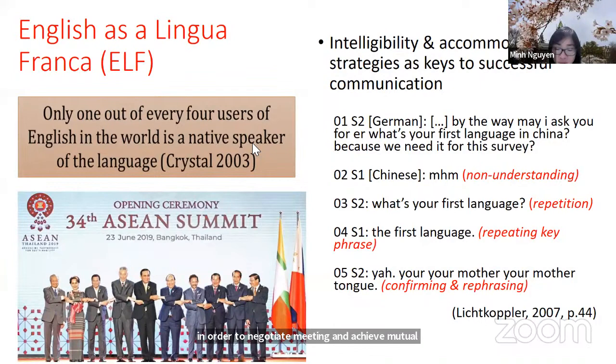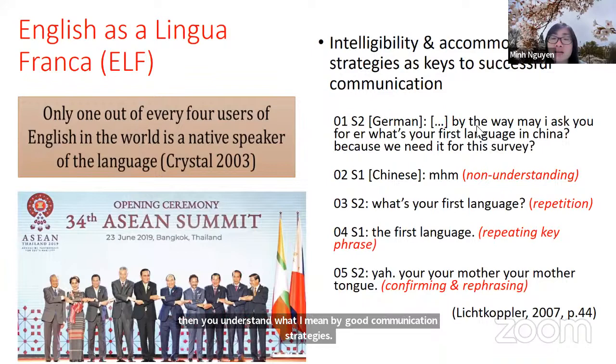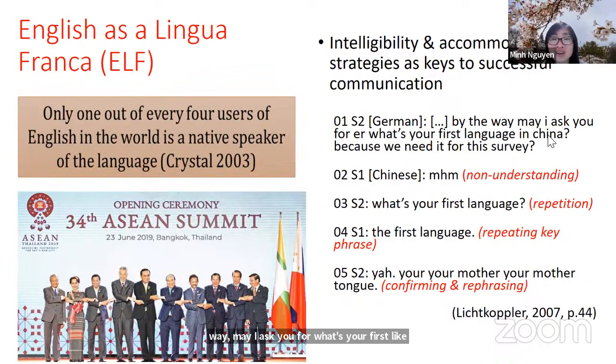And this is especially true for high proficiency speakers. Now, if you take a look at this conversation here between a German and a Chinese, then you understand what I mean by good communication strategies. So in line one, the German speaker says, "By the way, may I ask you for what's your first language in China? Because we need it for this survey." So we understand that a German is approaching a Chinese and asking about his first language to fill out a survey.